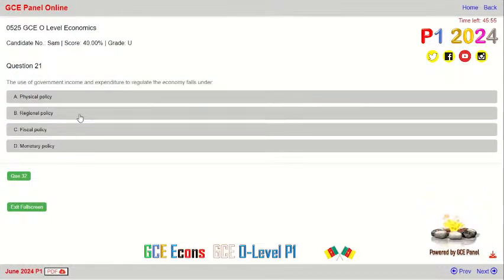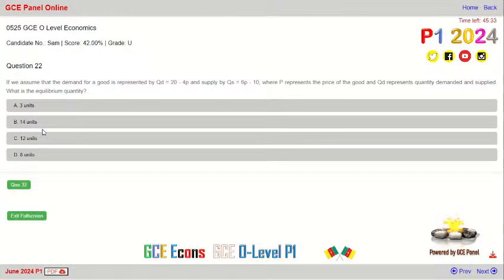Question 21. The use of government income and expenditure to regulate the economy falls under. So whenever the government income and expenditure are used in regulation, we talk about a fiscal policy, not a physical one, because that would be using manpower. So it's a fiscal policy.